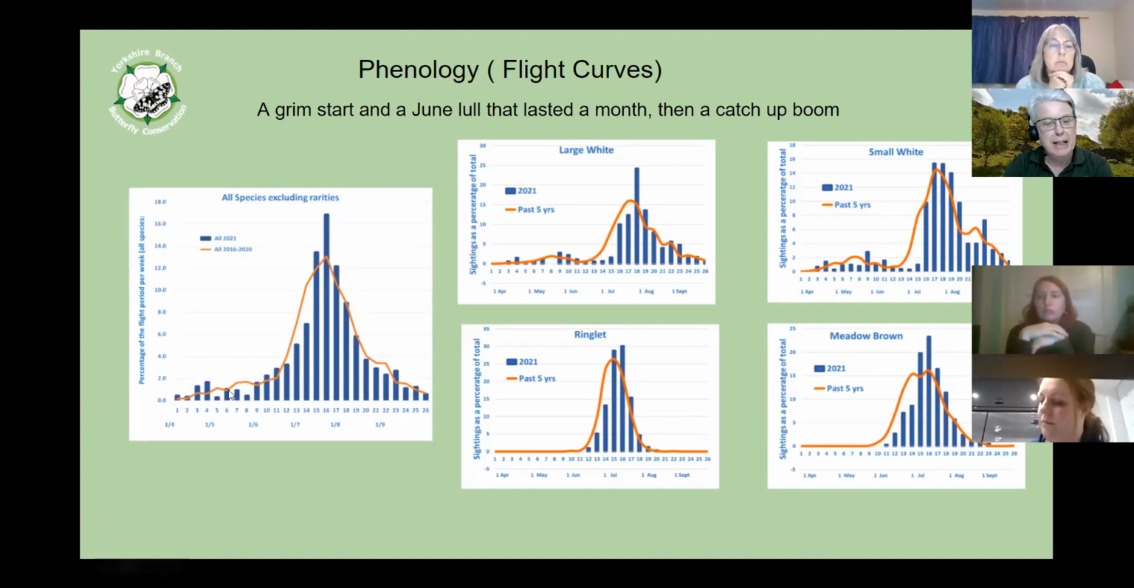So it's a very grim start, which is the other important bit. This bit down here in April and May, we had some really bad weeks when we weren't able to get out and walk, but because there were no butterflies there to count.